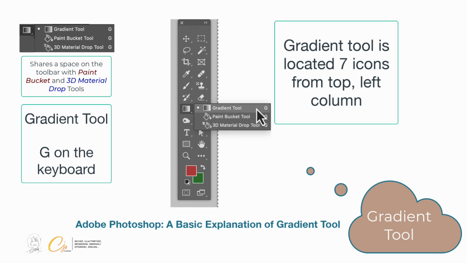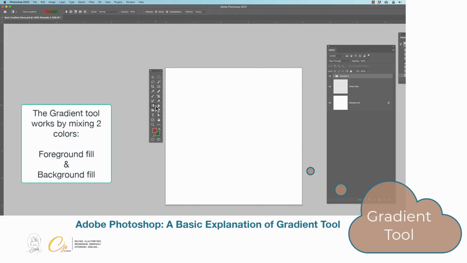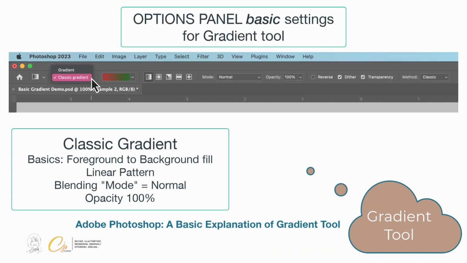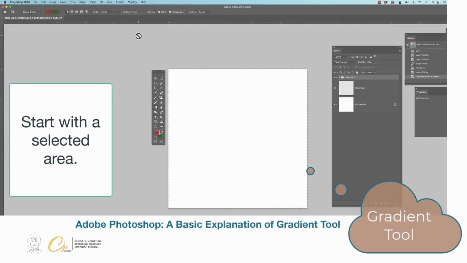The gradient tool works by mixing two colors together, the foreground fill color and the background fill color located on the main toolbar. Keep the settings on the Options panel bar simple at first. Choose Classic Gradient and a normal blending mode at 100% opacity. The gradient pattern is linear.